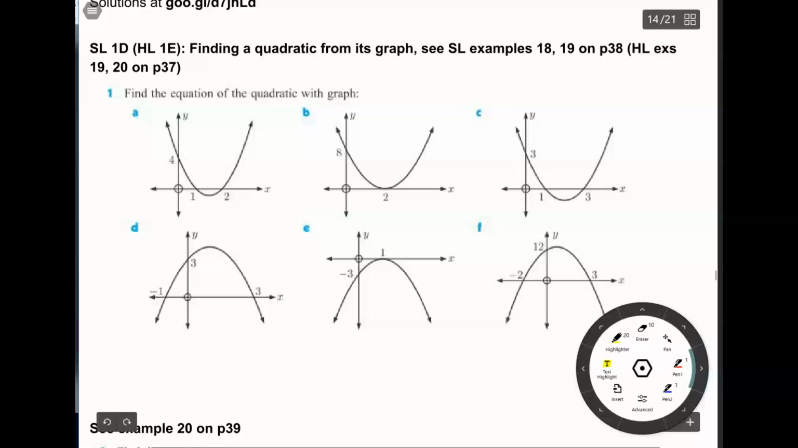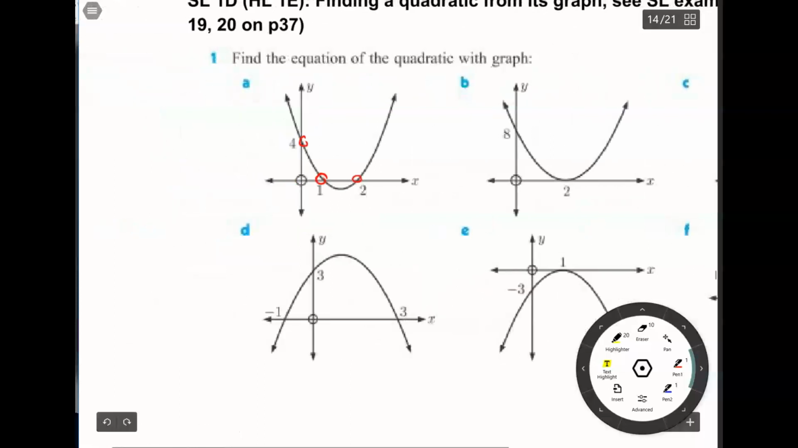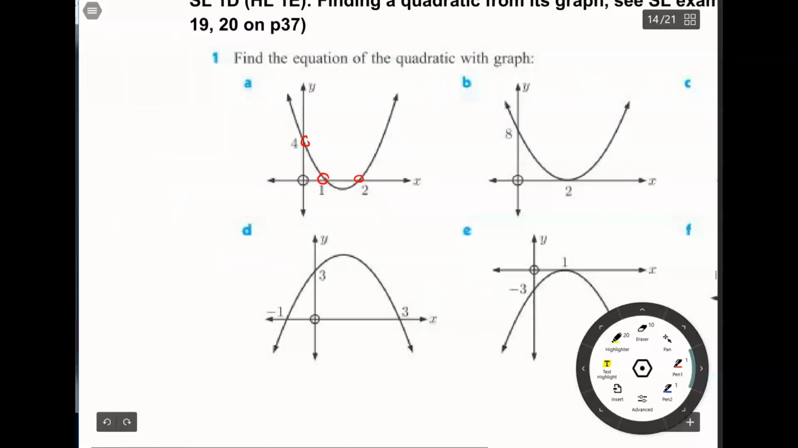So if they give you the vertex, you definitely want to be using vertex form, and if they give you the place where the x-intercepts are, then maybe you're going to be using factored form. Let's look at 1a. So in 1a, they give us two x-intercepts and they give us a y-intercept. So if they give us the two x-intercepts, then that's kind of a giveaway that we should be using factored form. And the two x-intercepts are 1, 2. So that means the factored form would be x minus 1 times x minus 2.